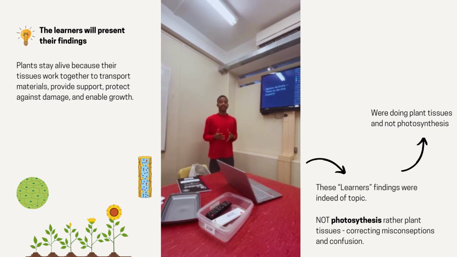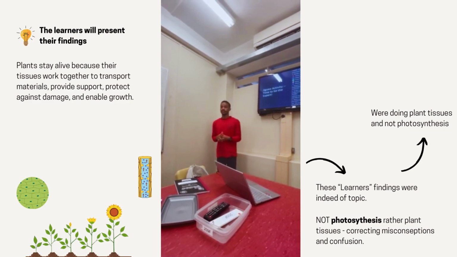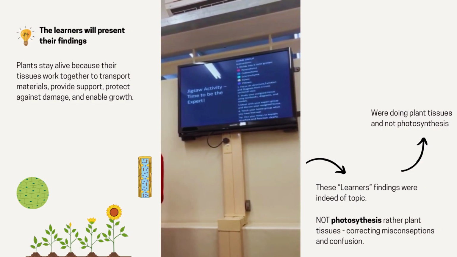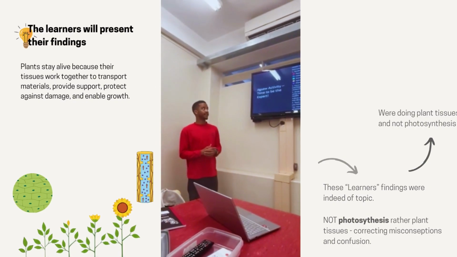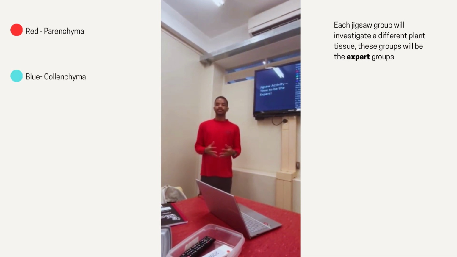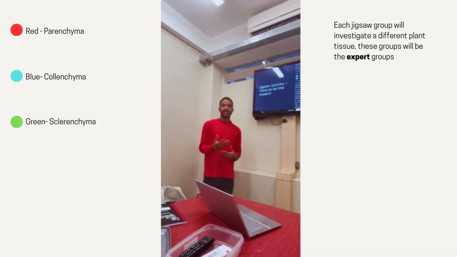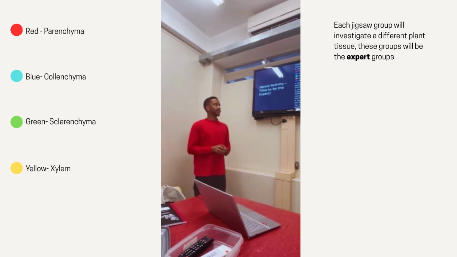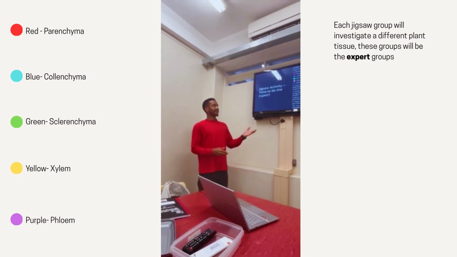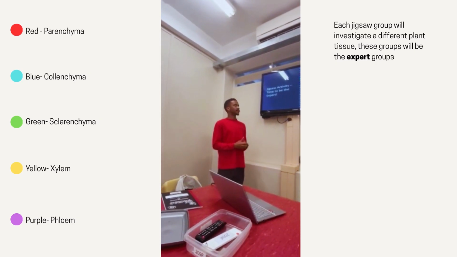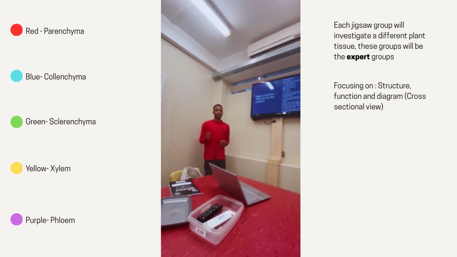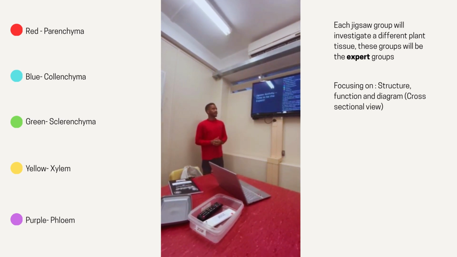So you'll be divided into 5 groups. Each group will have 5 different colored papers. Red will be for parenchyma, blue will be for collenchyma, green will be for sclerenchyma, yellow for xylem, then purple for phloem. So each learner that receives a color, your focus is on the structure, the function, and the diagram, and you must draw the diagram in a cross-sectional view.